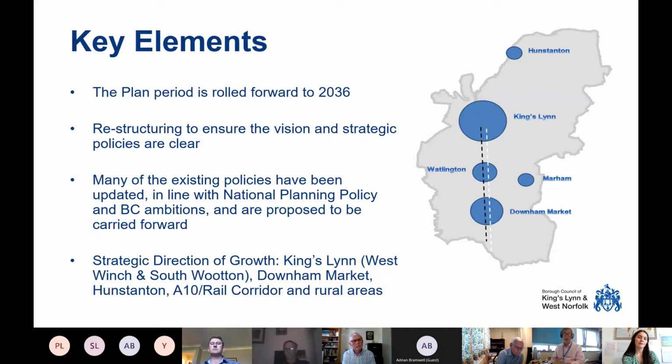The very headline geographical element of this strategic direction of growth is that we've identified those places: Kings Lynn and the areas around it, Downham Market, Hunstanton. But we've also tried to base that on those corridors along the A10 and the rail corridor that stretches down to Cambridge. Amongst that, we find Watlington on that line. So Watlington to us is an important place on that strategic corridor.